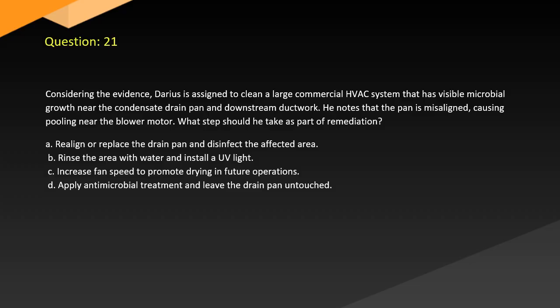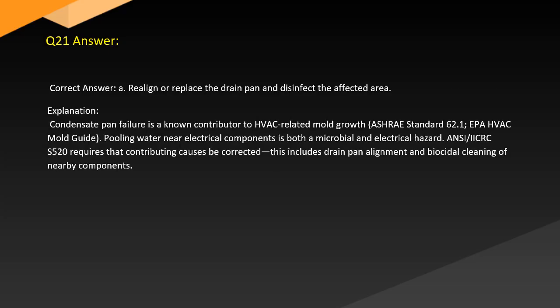A. Realign or replace the drain pan and disinfect the affected area. B. Rinse the area with water and install overlight. C. Increase fan speed to promote drying in future operations. D. Apply antimicrobial treatment and leave the drain pan untouched. Answer. Correct answer. A. Realign or replace the drain pan and disinfect the affected area.